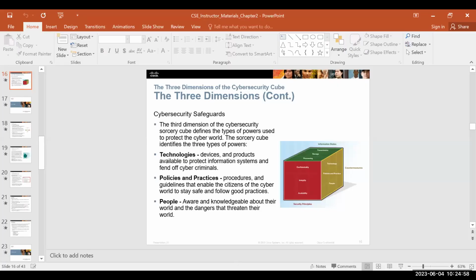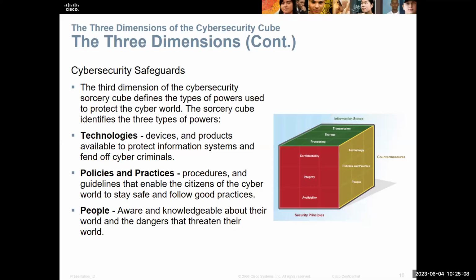I want to get something very clear. The three dimensions, that's the CIA. Yes. Confidentiality, integrity, and availability. If I understood you very well, yes.